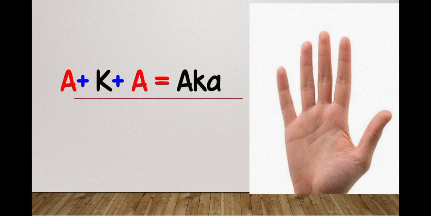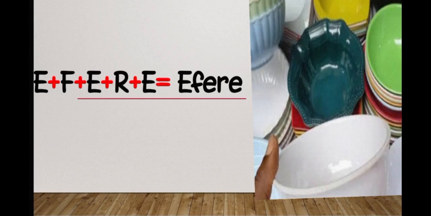How do you spell hand? A K A, aka. Spell ya. A K A, aka. Hand. I nwere nke ọzọ bụ efere. Efere n'asụsụ bekee bụ plate. Efere in English is plate. So isupe efere, I ga-asị F-E-R-E. Efere. It means plate.